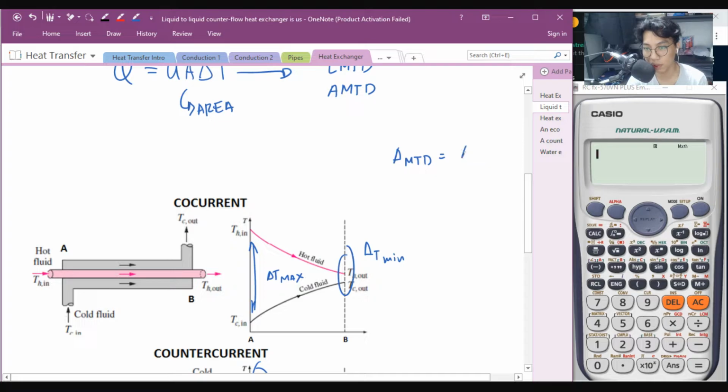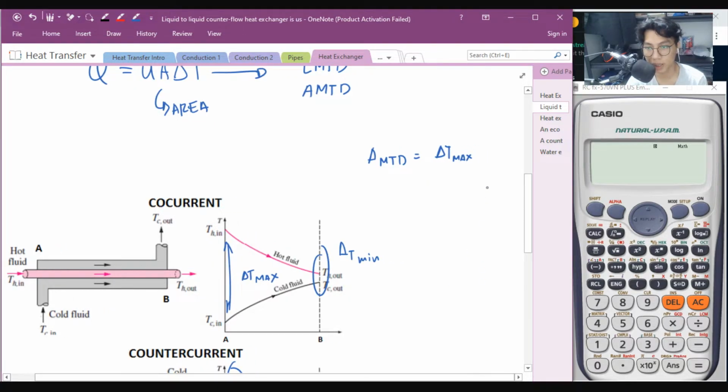that is equal to delta T max plus delta T minimum over 2. That's AMTD. How about LMTD?